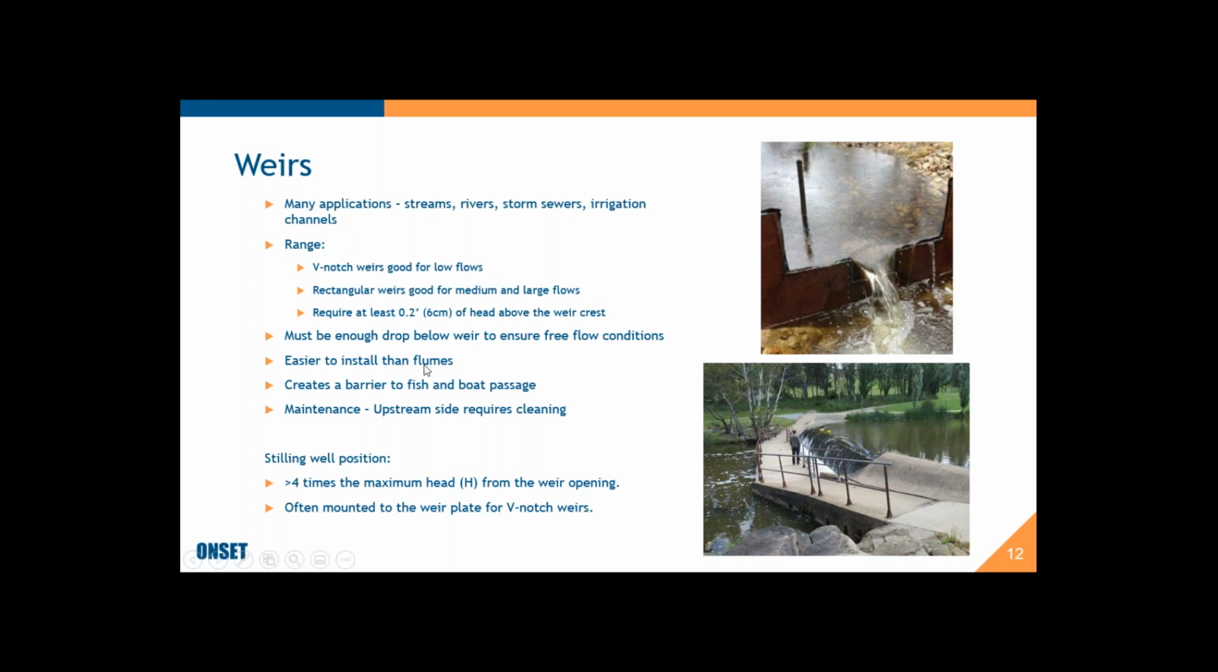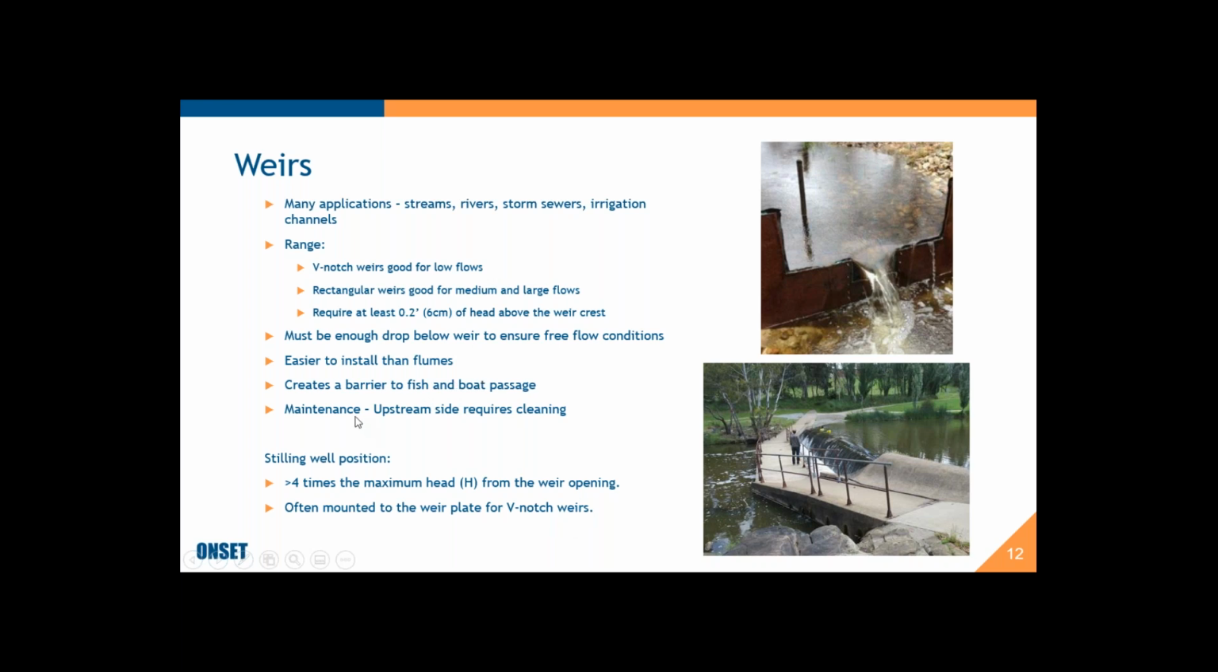The nice thing about weirs is they're fairly easy to install. You just need to put a wall or a plate across your stream or river, so it's not so complicated. And it's also fairly easy to place your stilling well. You just have to make sure that your stilling well is not in the area that's influenced by the water flow through the weir. So if you put it up here upstream, or a lot of times people will mount them on the weir face, but removed away from the flow. It's supposed to be 4 times the maximum head from the weir opening, is the guideline.